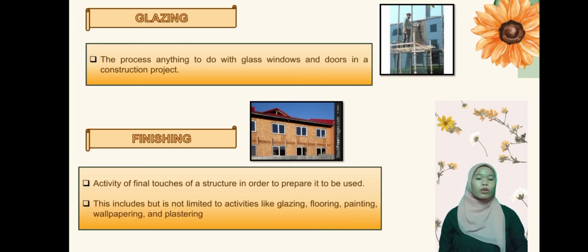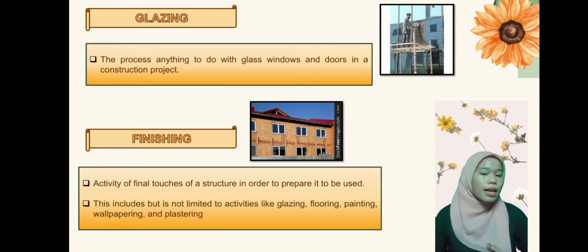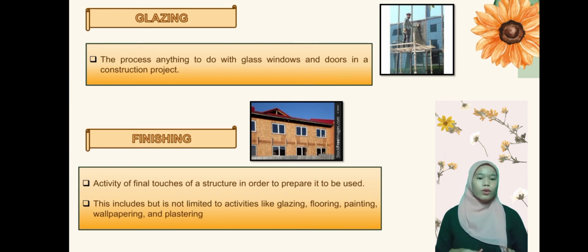Okay, number 10 is glazing. Okay, the process of anything to do with glass windows and doors in a construction project. Okay, the last activity is finishing. Okay, the activity of final touching of a structure in order to prepare it to be used. Okay, this includes but is not limited to activities like glazing, flooring, painting, wallpapering, and plastering.